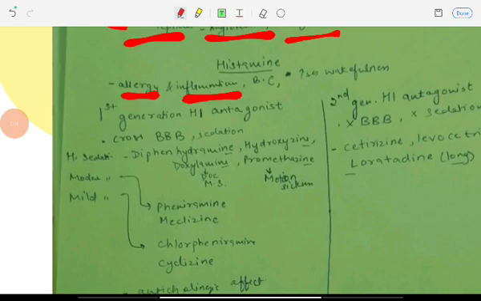Suppose a patient comes with allergy and so much itching, maybe from a bee sting or because of seasonal change with pollen grains. Those are the reasons for allergy. What is happening is that histamines are being released inside the body, and these lead to inflammation as well as bronchoconstriction.